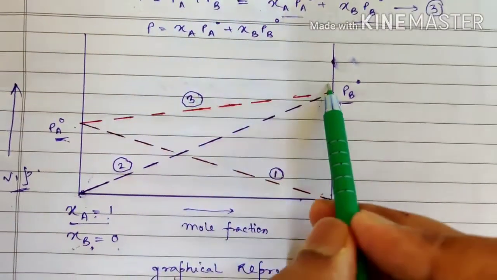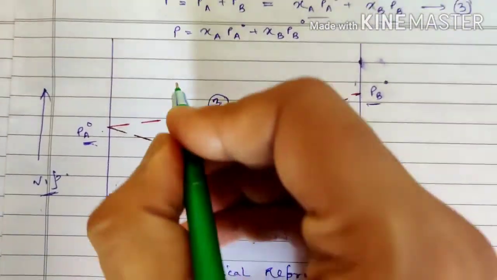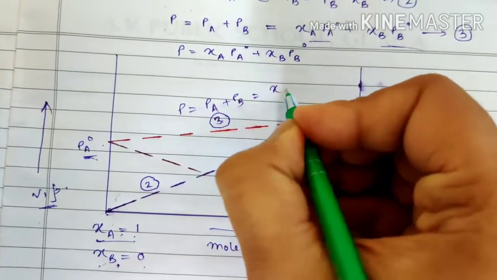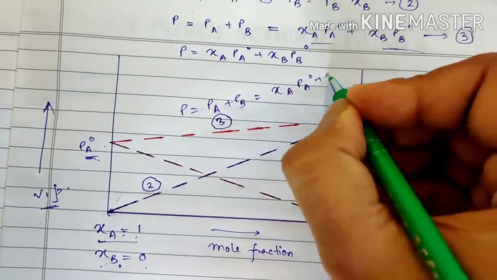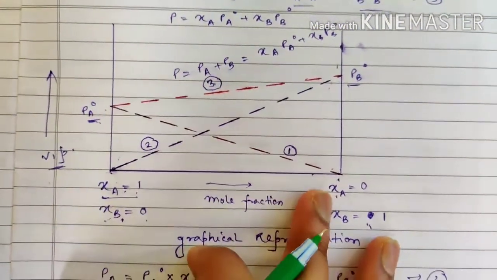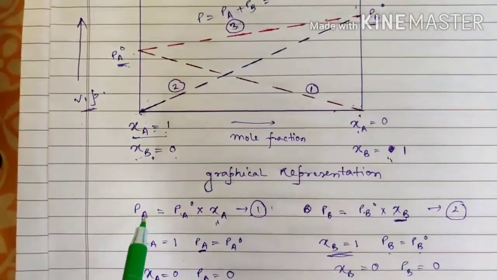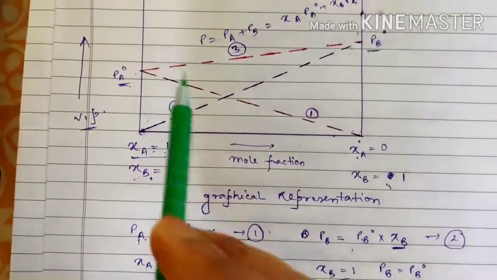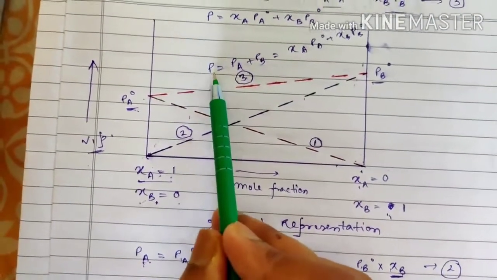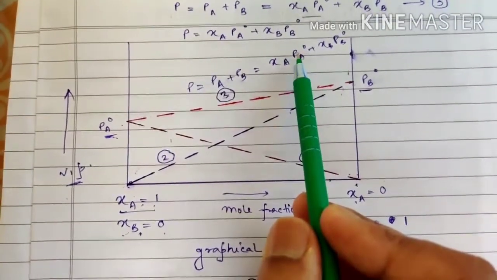The addition of these two, this red line which is 3, basically represents the addition of PA plus PB, which is nothing but XA PA0 plus XB PB0. So through this graph we have tried to explain how the graphs can be represented for these two separate cases, for liquid A and liquid B, and the summation of those two will be nothing but equation number 3, which is the liquid-liquid solution for binary cases.